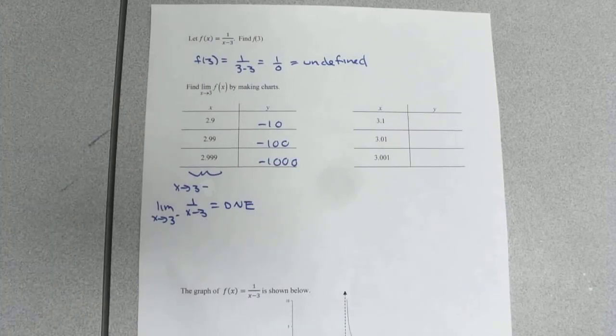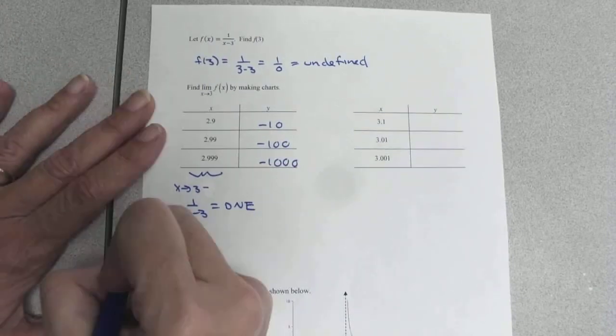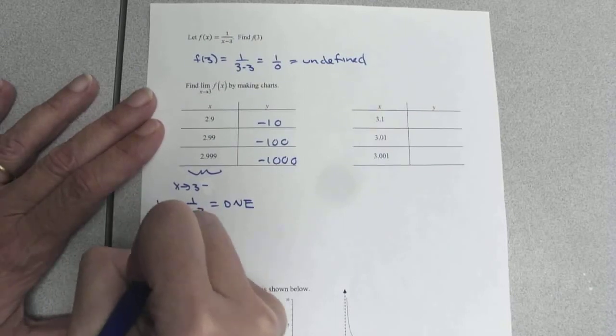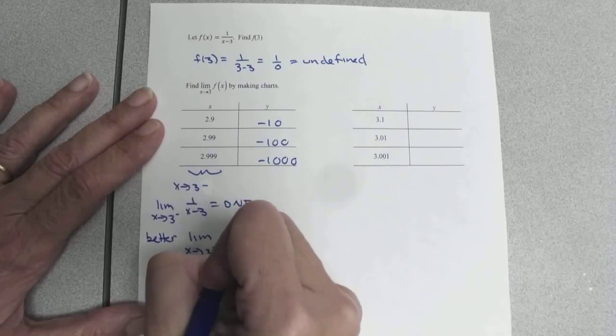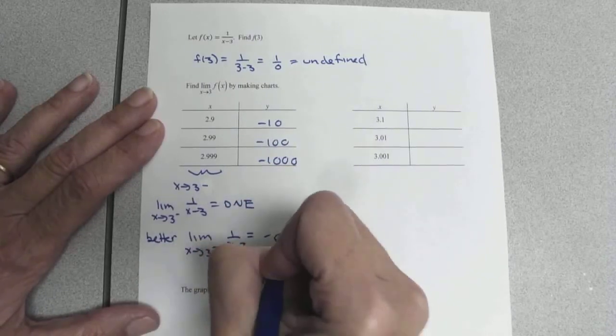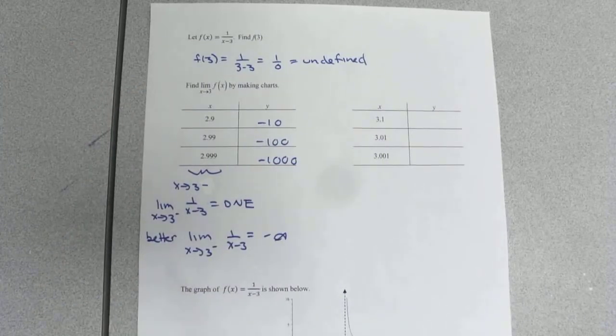But that's not the best way to describe this answer, and we always want to give the better answer. And so the better answer, the answer that I'm going to want you to give, is that this is approaching negative infinity. The numbers are getting smaller and smaller and smaller, and so we can describe that by negative infinity.